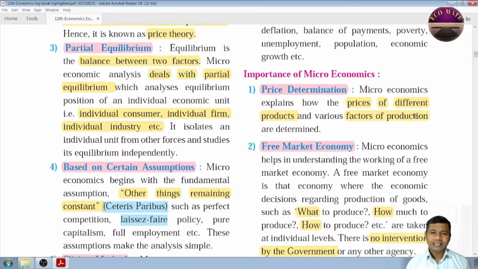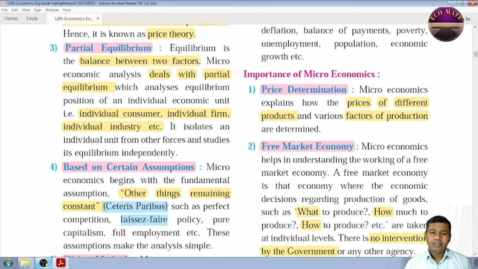This is our next class. In the last class we discussed the features of microeconomics. In this class we are going to study the importance of microeconomics, and we will understand how microeconomics is important for us to understand and to study. These are some of the points, and we will be studying them in depth. Let's start with the class.